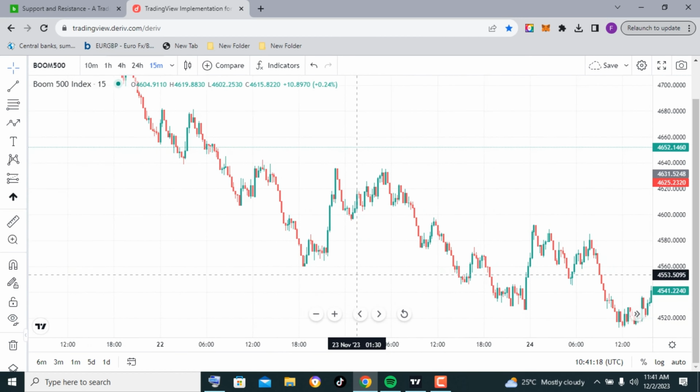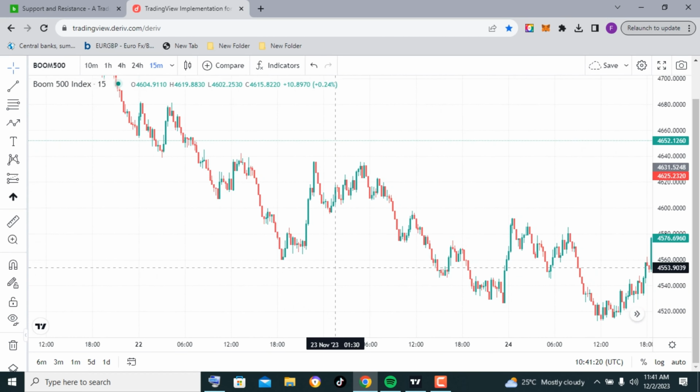As you can see on the screen here, we have a downtrend market. That means a market where the order flow is bearish. We can see that the market is creating lower highs with a lower low here, a lower high here, a lower low here, and this lower low, lower high.